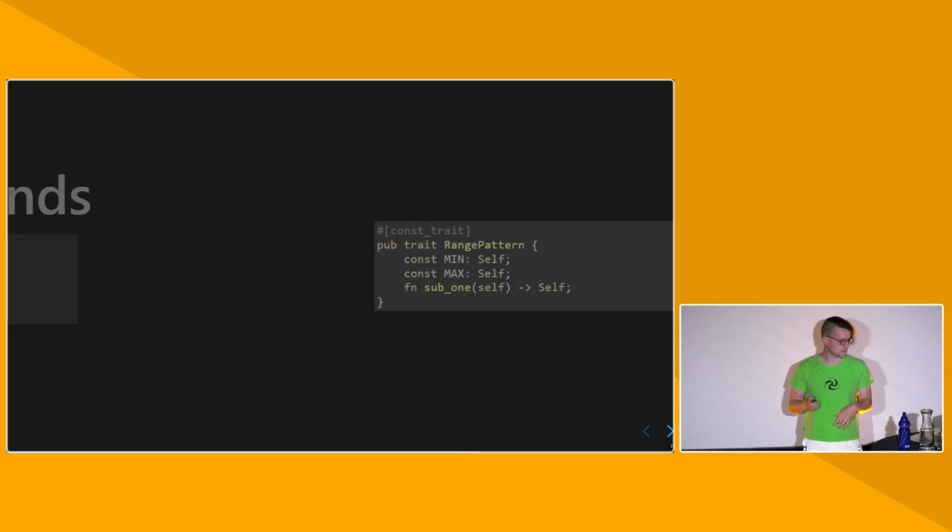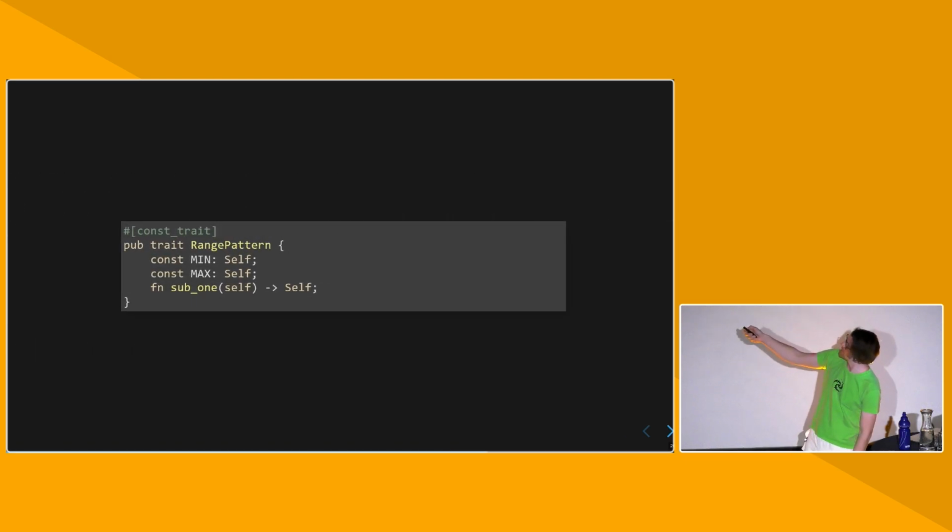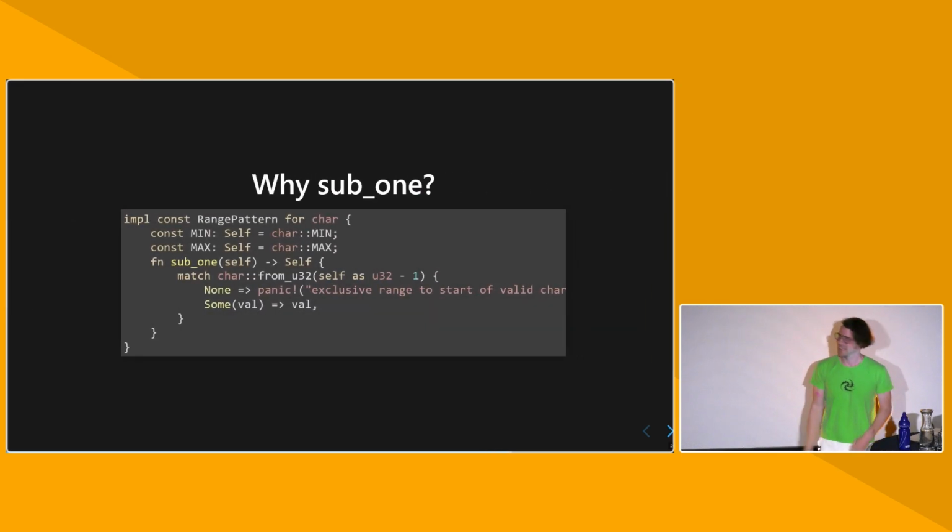And so remember I told you about this trait with min and max, and it also has a weird function for sub1 because I needed to subtract 1, and it was very hard to write out how to subtract 1 in the compiler. So I just made a function call because that's easier. But with characters, it's even worse. If I want to subtract from characters, how do you subtract 1 from characters?